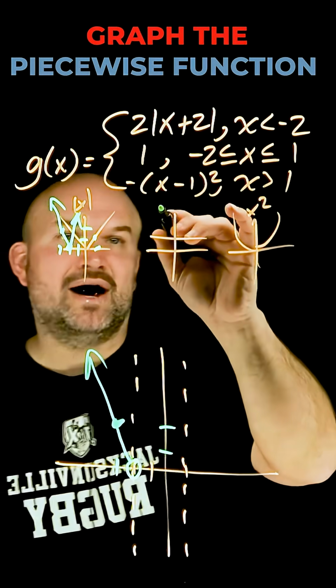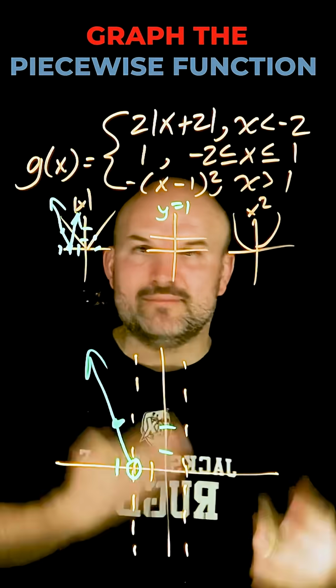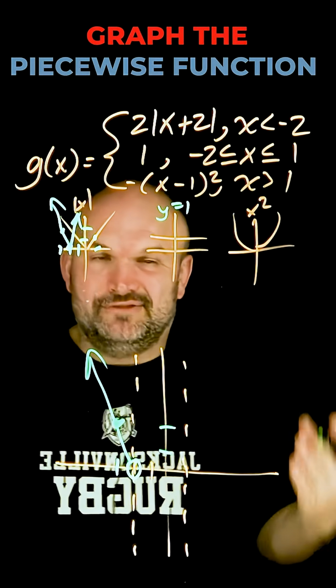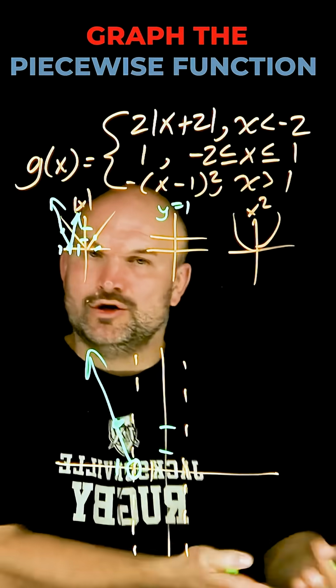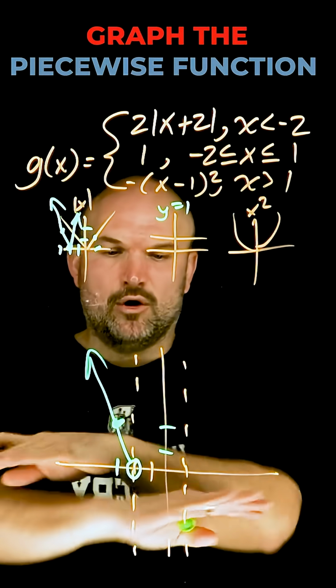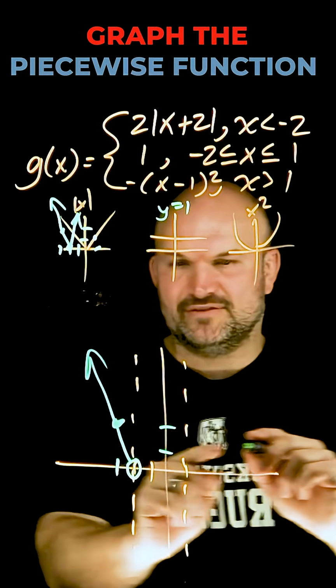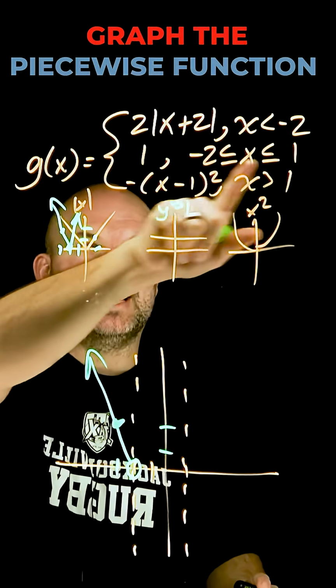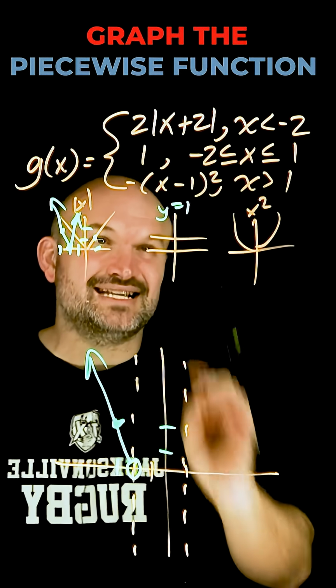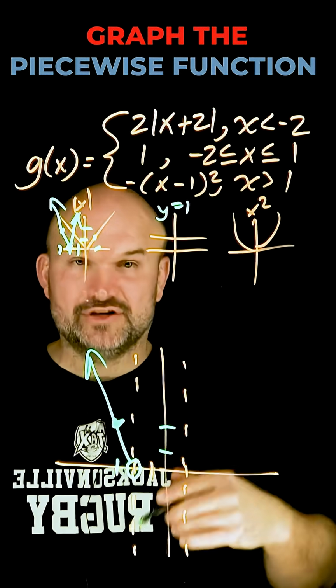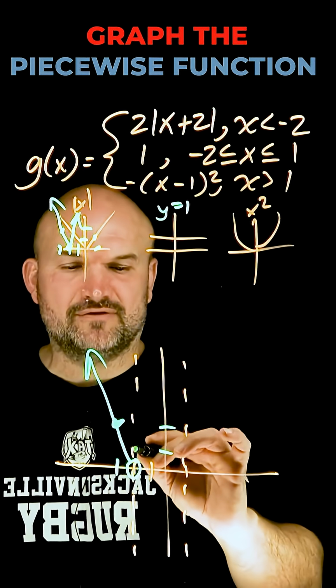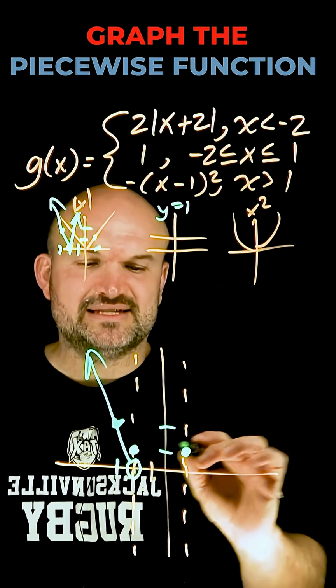Now in this case, I have y is equal to 1. And if you remember, like y equals mx plus b, if you don't have an mx, then you know that your slope is going to be 0. So this is just going to be a horizontal line, right? But you're not going to graph it for all x. You can only graph it between -2 and 1. And again, x is greater than or equal to -2, and x is less than or equal to 1. So therefore, that's going to be a solid circle to a solid circle.